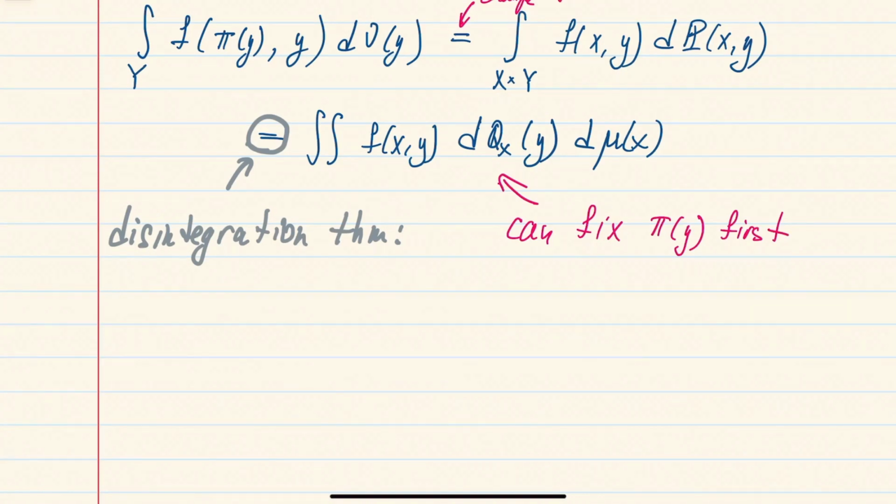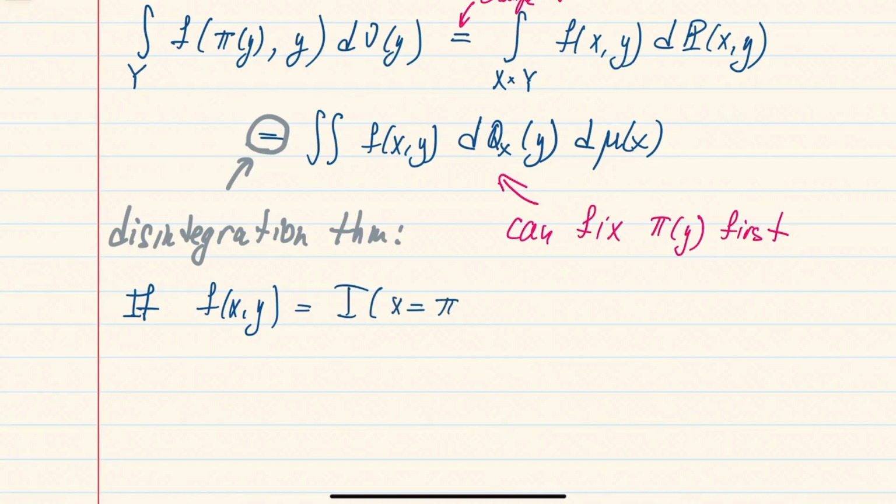Now there is some additional information on this transition kernel that may be useful, and it's often also part of this disintegration theorem. So first, let me assume that our space x is also nice, and in particular, let's suppose that the particular function, this f of x and y, given by the indicator that x is equal to pi of y, is measurable on the product space.